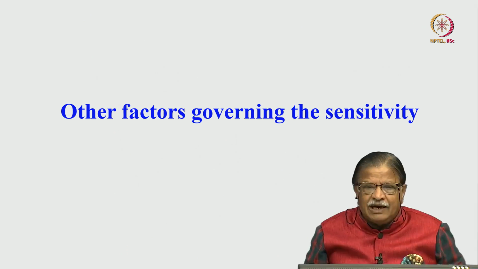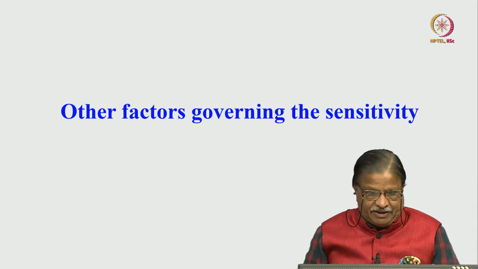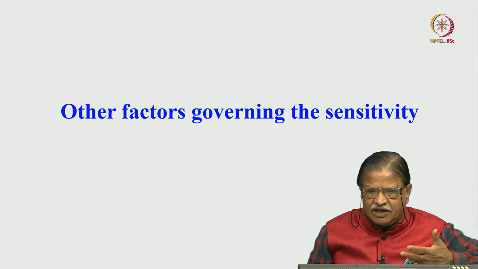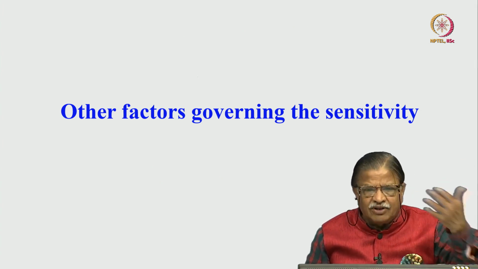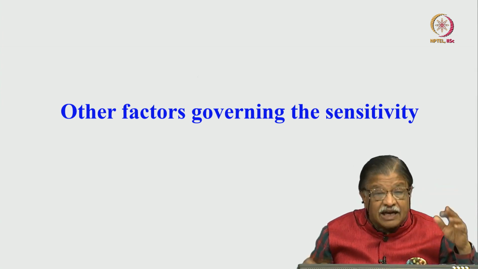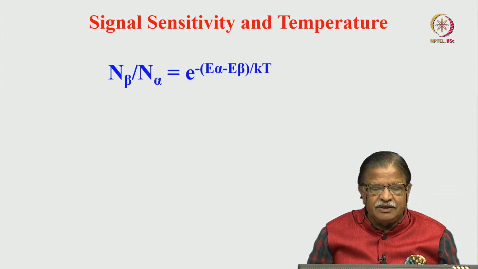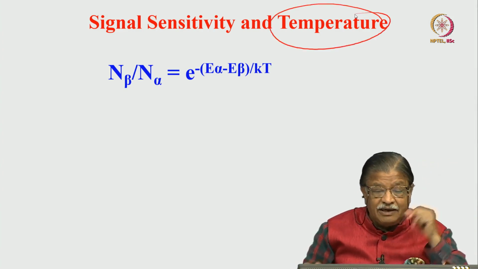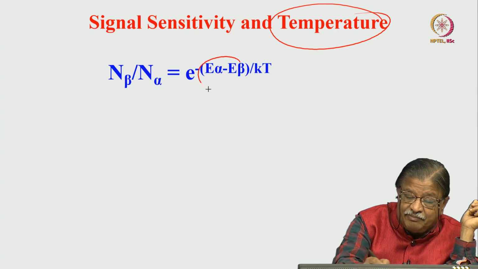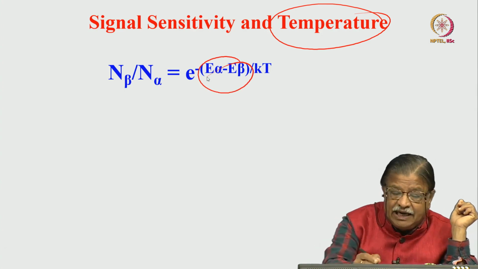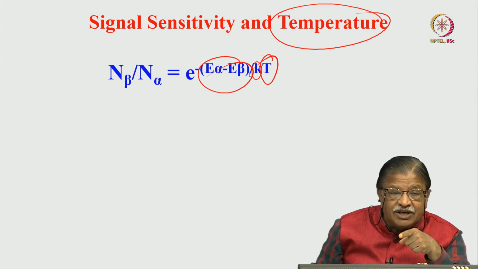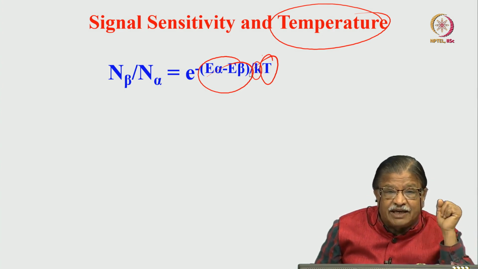Now what are the other factors governing the sensitivity? One is the magnetic field, as I told you, because the energy separation is larger, the population difference is larger, so more sensitivity, fine. There are other factors. One is temperature, I said. Remember, n beta by n alpha is e to the power of minus delta E over kT, k is the Boltzmann constant, T is the temperature. Remember in this equation T is in the denominator.